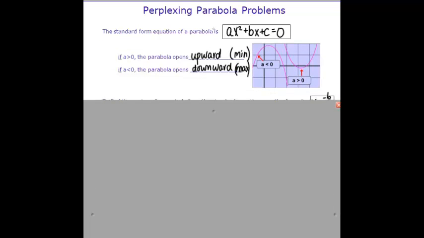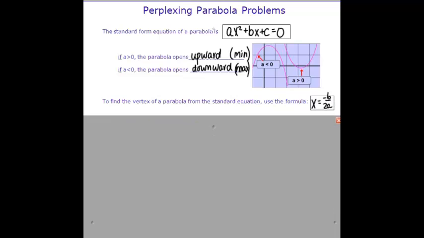Okay, so we have talked about the standard form of the equation of a parabola, which is ax squared plus bx plus c equals 0. We have also talked about what happens as we change different constraints within that equation. If a is greater than 0, the parabola opens upward, which means I have a minimum value. If a is less than 0, the parabola opens downward, which means I have a maximum value.